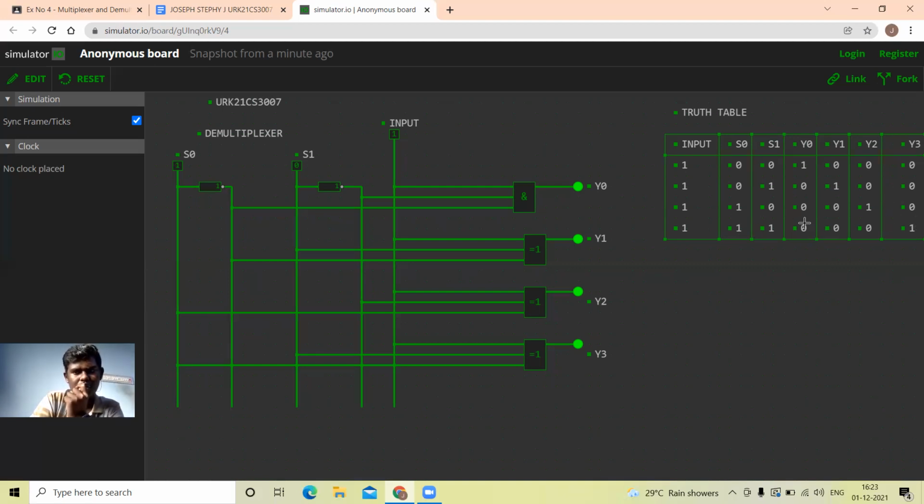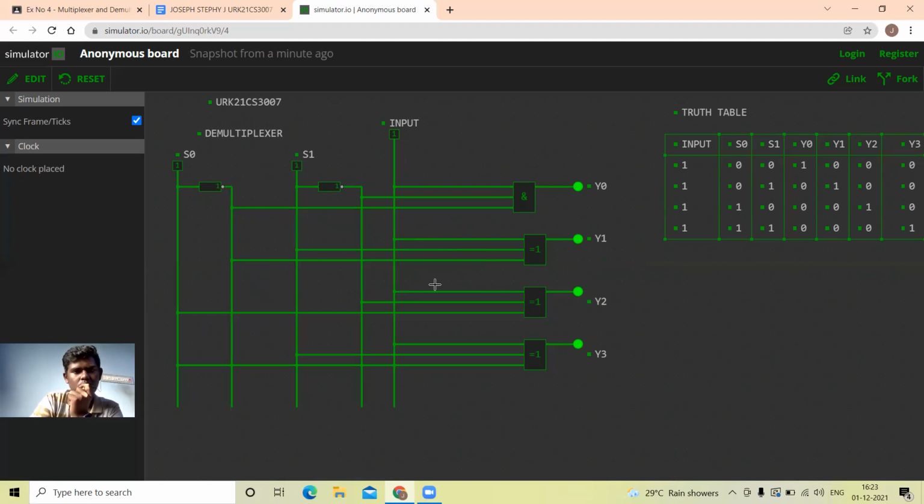So again, if you see this truth table one more time, triple 1, all are 1. S0 is 1, S1 is 1, input is 1. So 0, 0, 3 zeros and then 1. How is it possible? You see 1, here is 1, and here 1 is inverted. So 0. So this is 0, you can say. So here is also 1, 1, 1 is inverted. So 0. 0 to anything is 0.